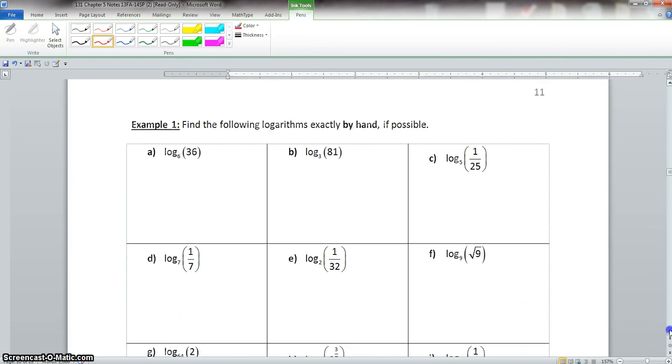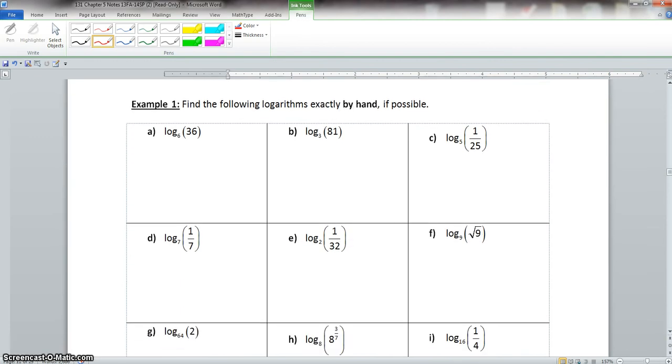Now, we scroll on to the next page. We're going to apply some of this that we've just learned. Now we have log base 6 of 36. So we're asking ourselves, 6 to what power is 36? It's 2. So 6 to the second power is 36. So our answer here is 2. Now we have log base 3 of 81. We ask ourselves, 3 to what power is 81? We know 3 to the fourth power is 81.